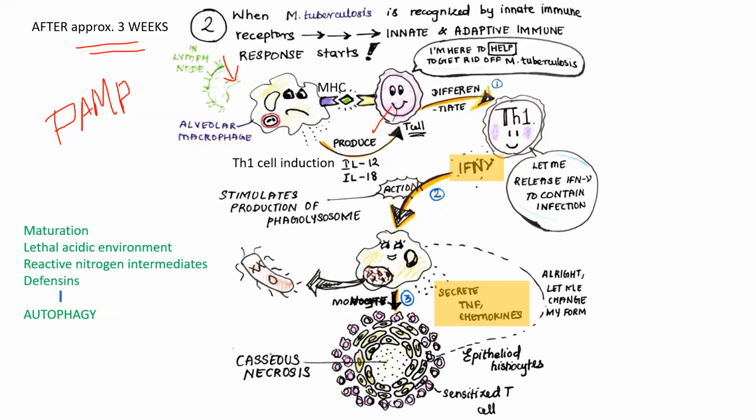So now let's see what happens. This is your alveolar macrophage, right? This is an antigen-presenting cell too. This has the host cell surface molecule called the major histocompatibility complex. Now, this major histocompatibility complex's job is to bind to the pathogen and to aid in its recognition by the T cell.